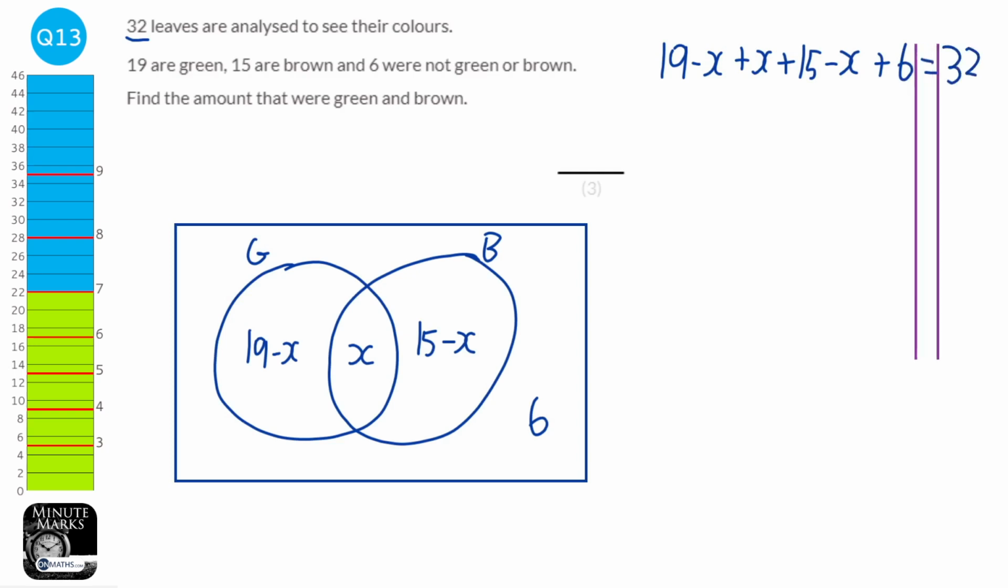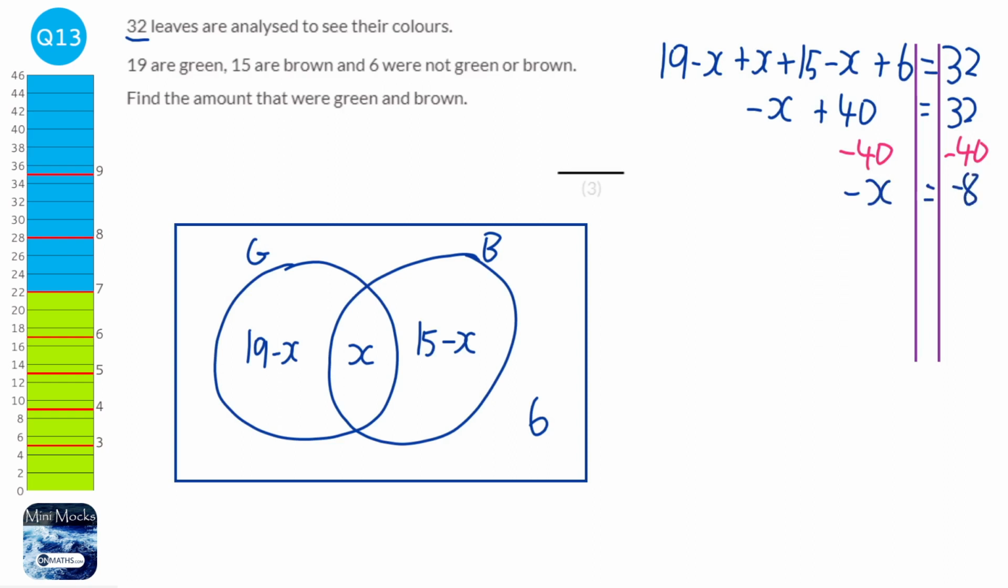And let's get our solving lines in. So we've got minus x and minus x, so that will be a minus x. And we've got 19 plus 15 plus 6, which will be 40, equals 32. We're going to take away the 40 both sides. And we can just times by minus 1 both sides to make them both positive. So now we know x is 8, we can start filling in the Venn diagram.